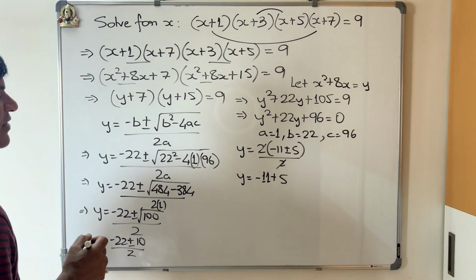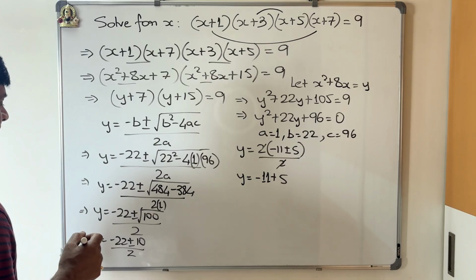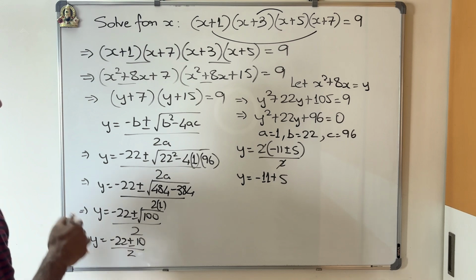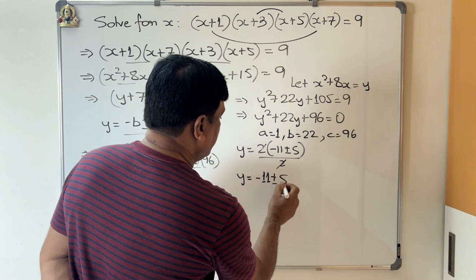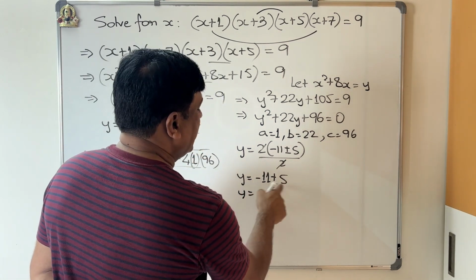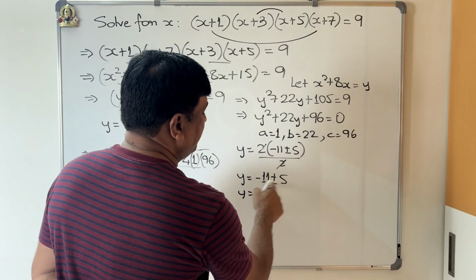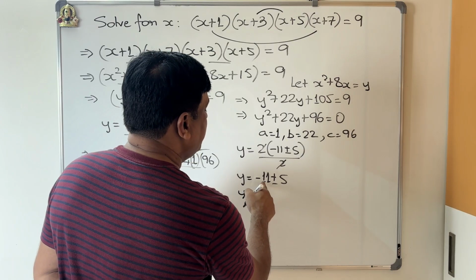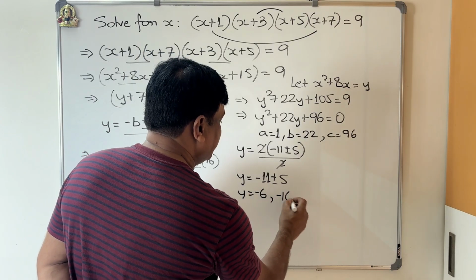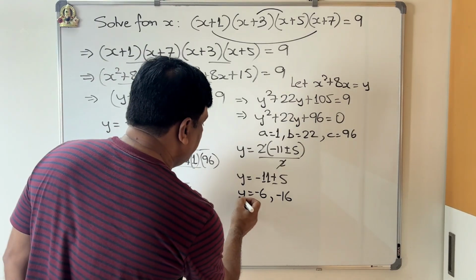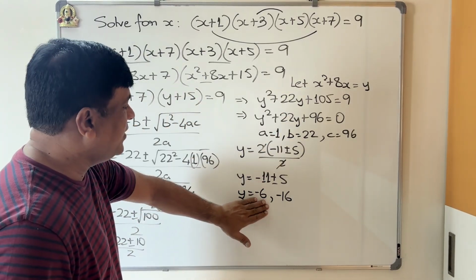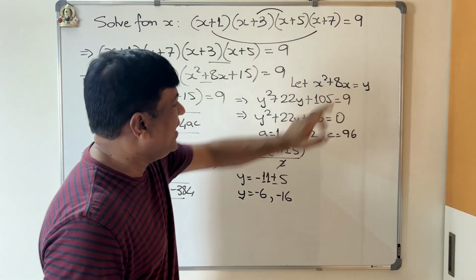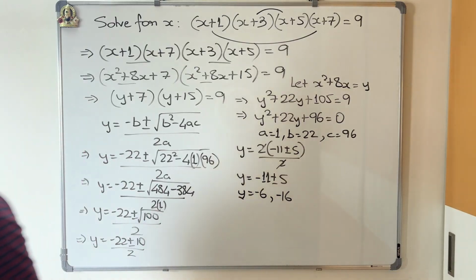Sorry, I missed out something over here. Okay, we are still good. So what do you get? y is equal to minus 11 plus 5, which will give you minus 6, and the other value will be minus 11 minus 5, which is minus 16. So you got two values of y over here. This quadratic equation has two values: minus 6 and minus 16. Now you need to go ahead and replace in this one.